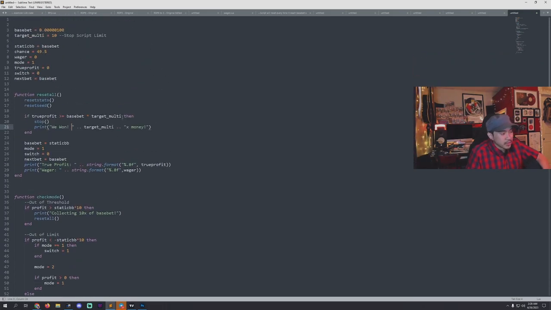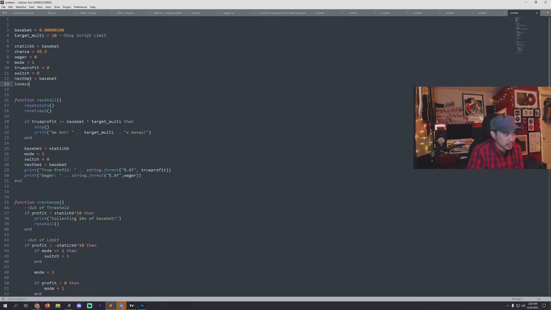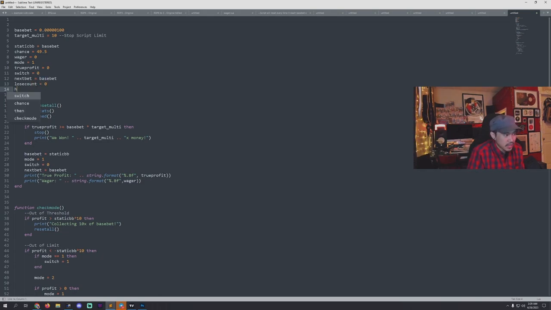We can do other things real quick. Like let's make a loss count. We want to know what is the highest loss count, right? Because the graph resets, or the stats reset. When we go to reset all, everything resets. So we're going to have to keep track of lose count. We're going to do lose count equals 0, and highest lose count equals 0.